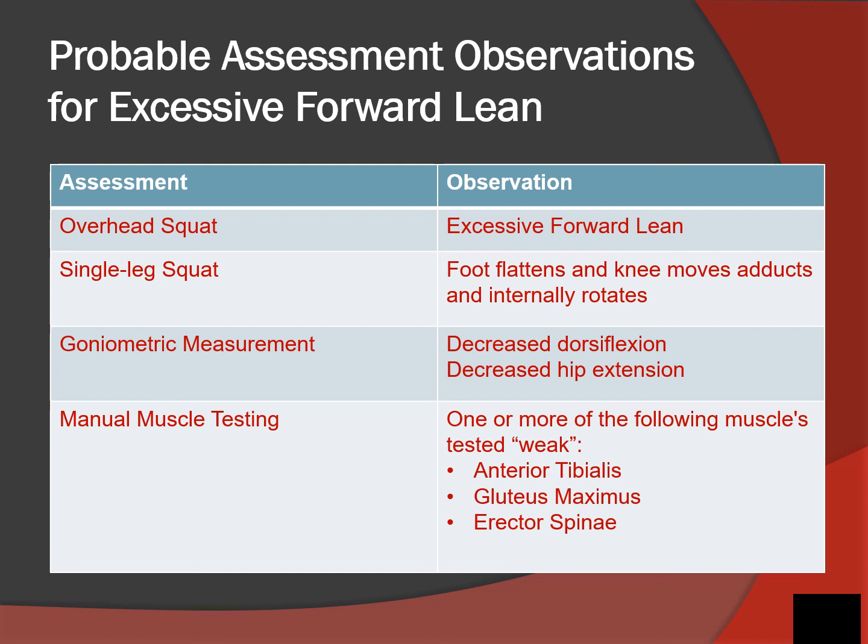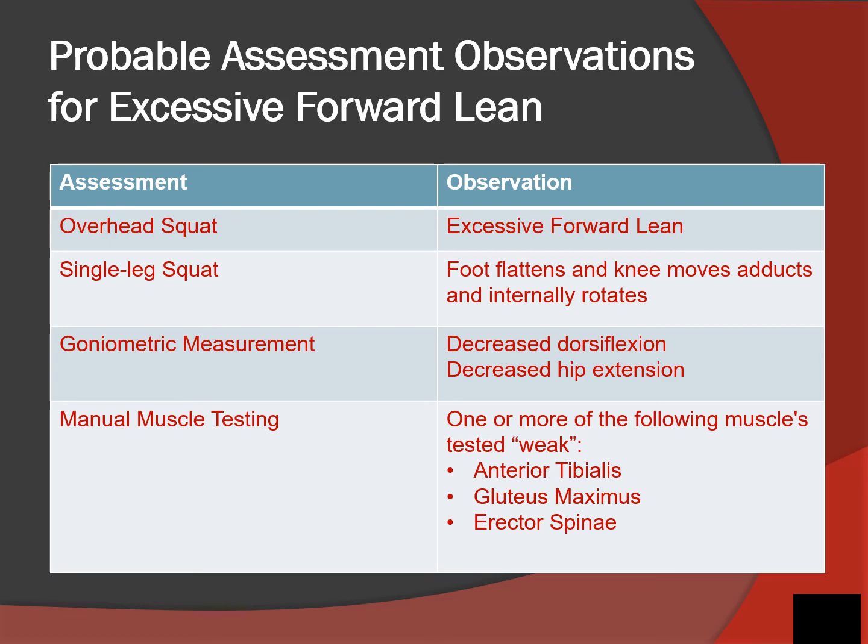And with the manual muscle testing, we're going to probably see that one of the following muscles are weak, such as the anterior tibialis, the gluteus maximus, and the erector spinae. So when you look at the solutions table, take it a step further. Don't just use the solutions table. Let's use all of our skills. Let's make sure that we are using the skills and knowledge that we have as athletic trainers, and really do a thorough assessment after you do the overhead squat assessment to get a good picture of what's going on with this individual.